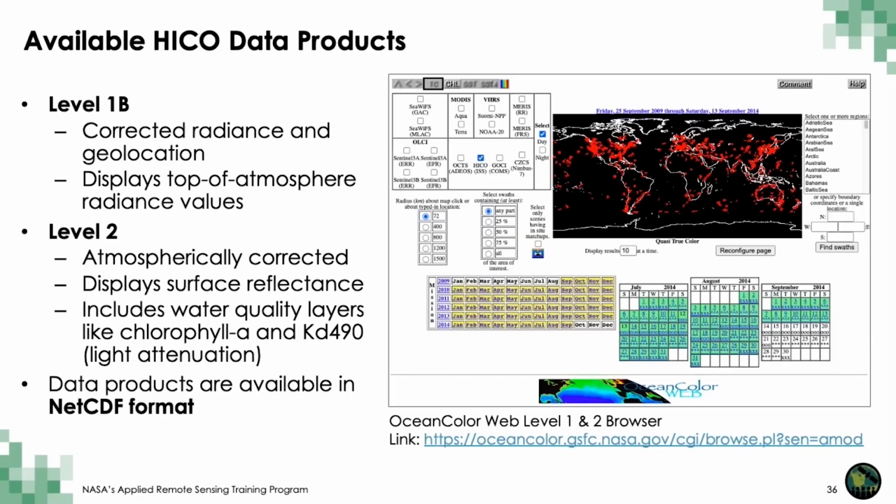Fortunately for HICO, all Level 2 products available through this online platform have been run through an atmospheric correction model and contain surface reflectance values. This is really nice because it means you won't have to worry about atmospheric correction with HICO data. Level 2 data files also include raster layers, which display common assessments of chlorophyll A and light attenuation, which provides a metric for turbidity.